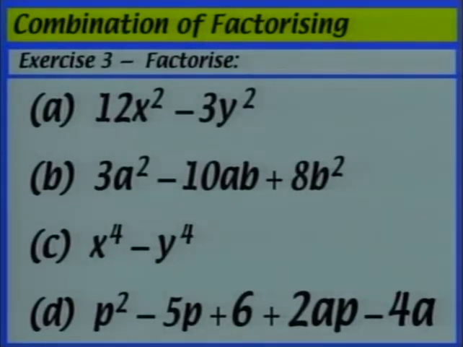Okay, that one too is a difference of 2 squares again. So you can continue factorizing that bit. That one remains the same. How are you going to finish?